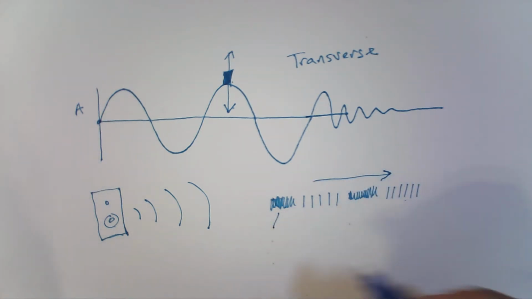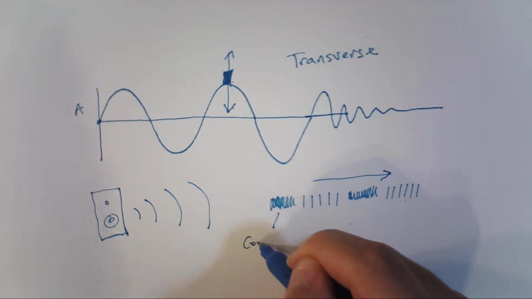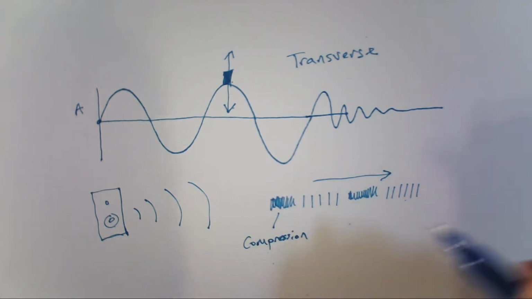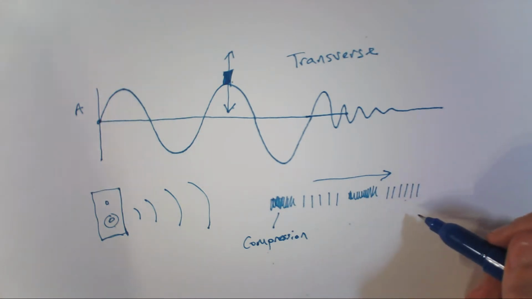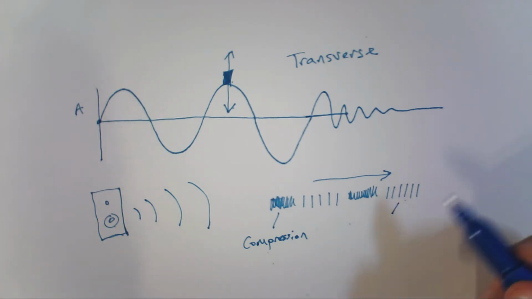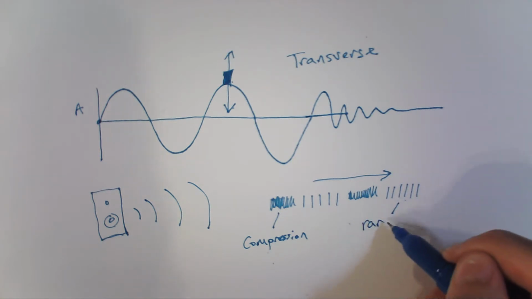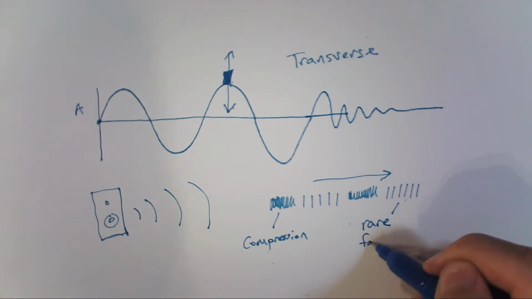What we call this dense area of air is called a compression. We have lots of molecules in this area, and what we call this more sparsely populated air is a rarefaction.